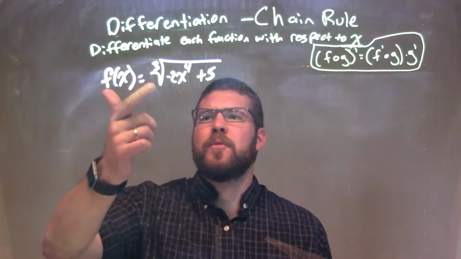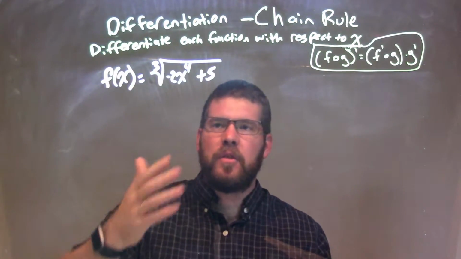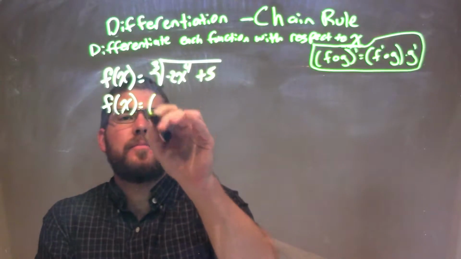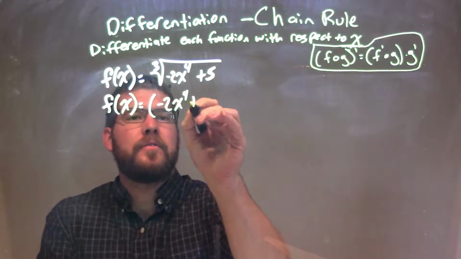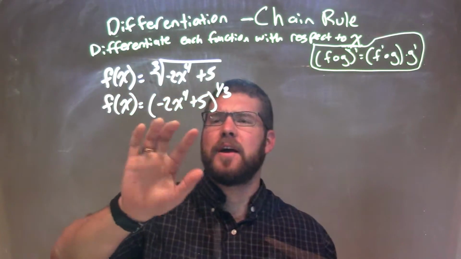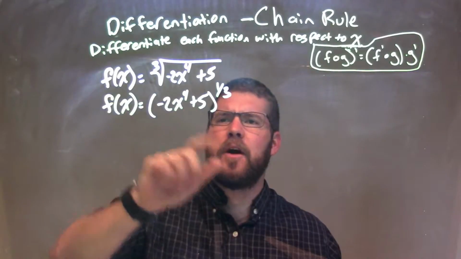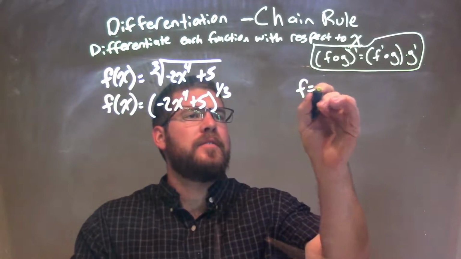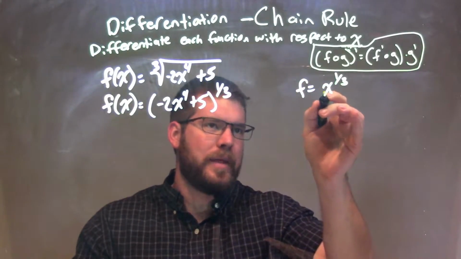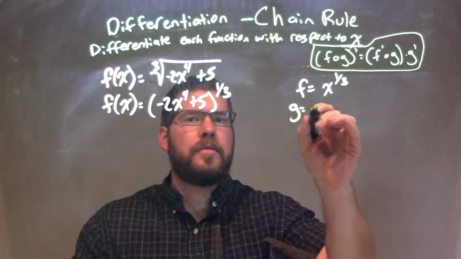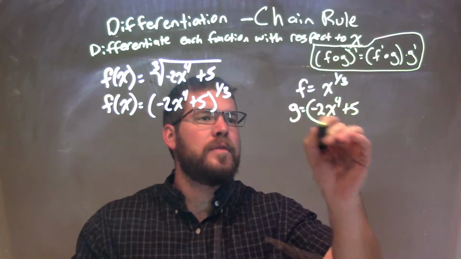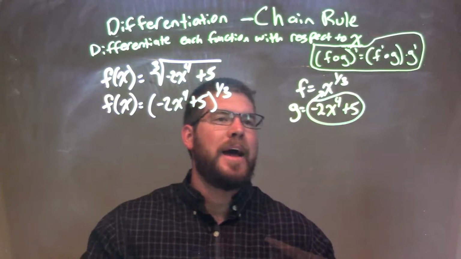Well, I always like to rewrite this to not have the third root and write it to the 1/3 power. So I'm going to rewrite this to be f of x equals, parentheses, negative 2x to the fourth plus 5, all of that to the 1/3 power. So now I want to see if I can write this as a composite function by f of g. If f is equal to x to the 1/3 power, really what's in my parentheses to the 1/3 power, label that x, my g is what's in the parentheses, which is negative 2x to the fourth plus 5, and hopefully we can see that I can make that my f of g.